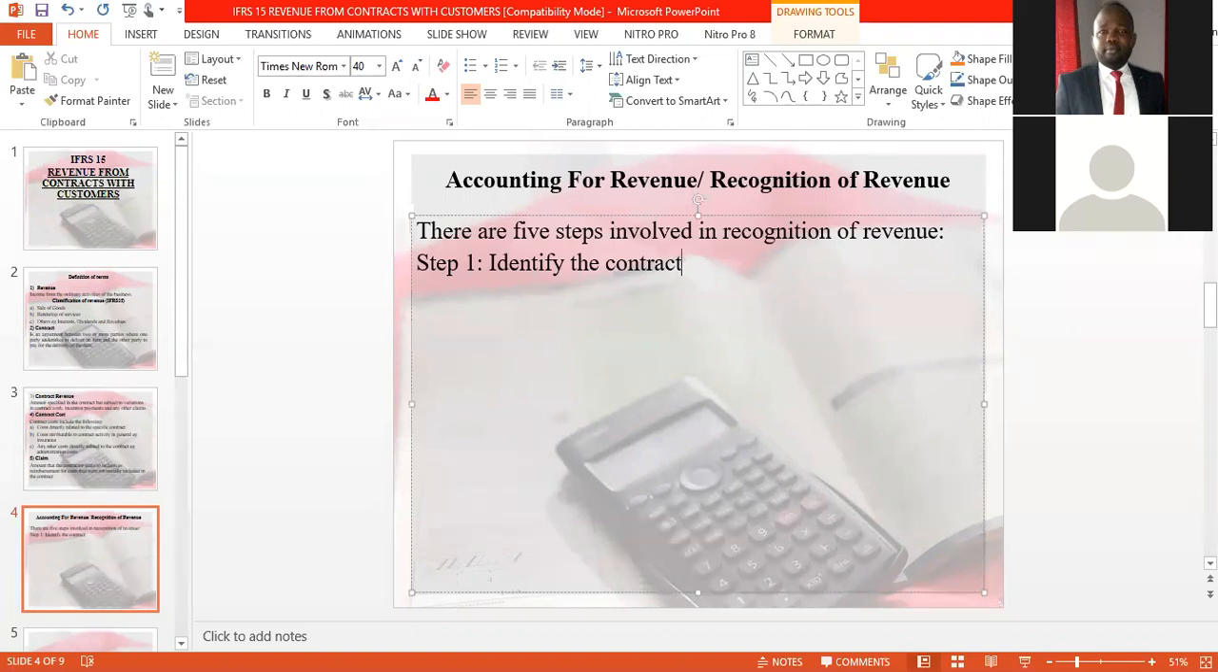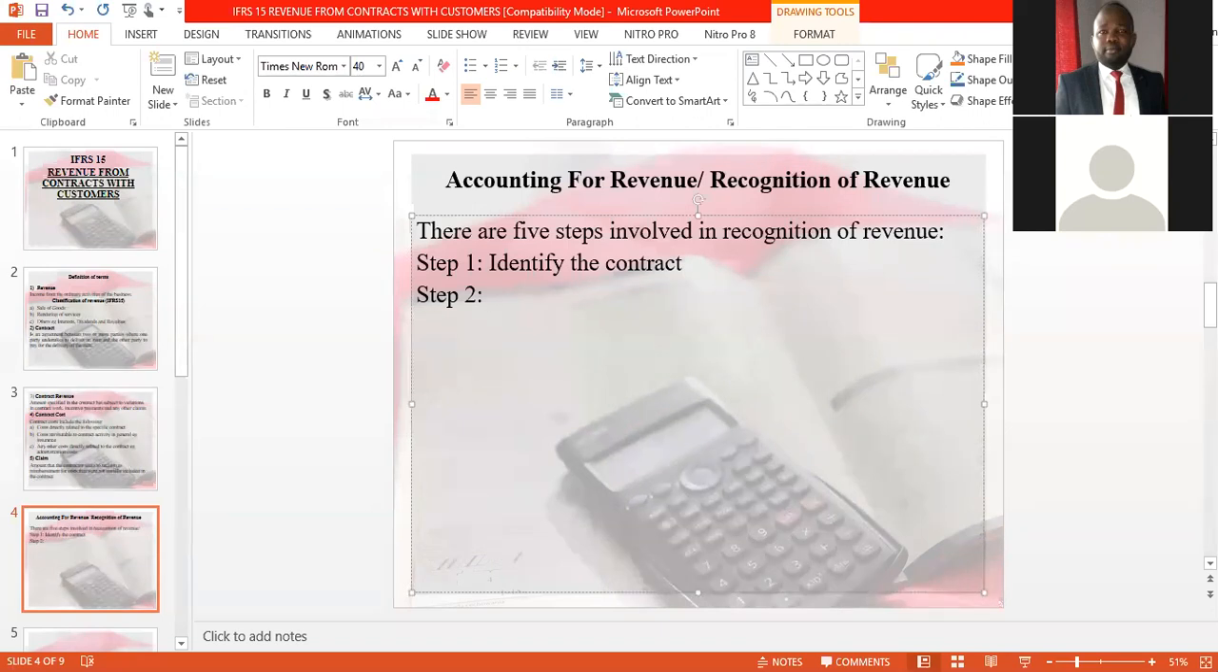How do you know that there is a contract? If there is an agreement between 2 or more people, you will see that as we continue. So identify if there is a contract. How will you conclude there is a contract? If there is evidence of an agreement between 2 people where one party undertakes to deliver an item and the other party undertakes to what? To pay for the delivery of the item.